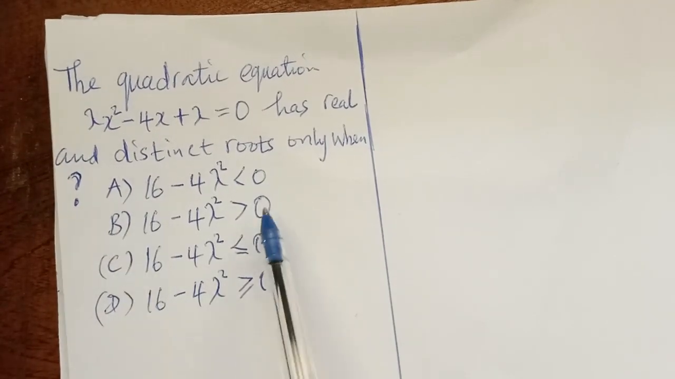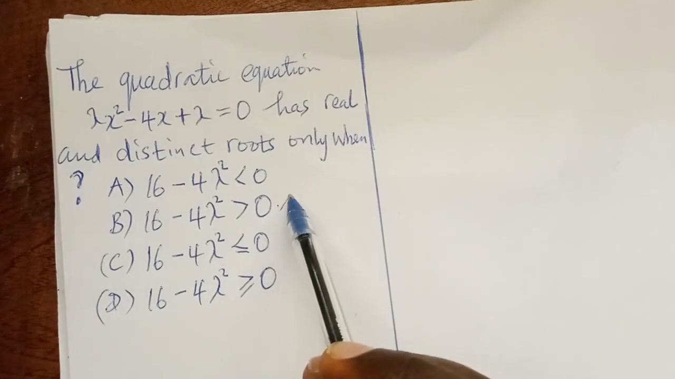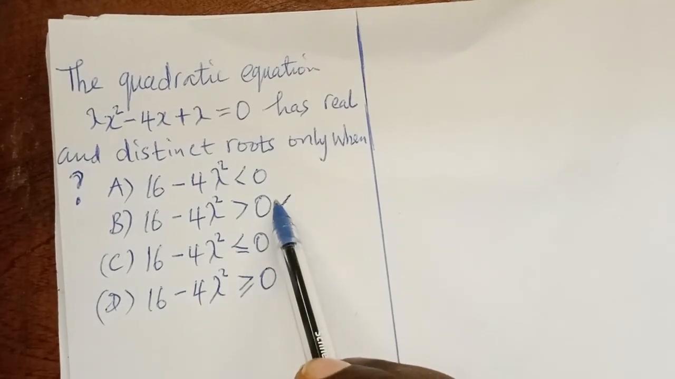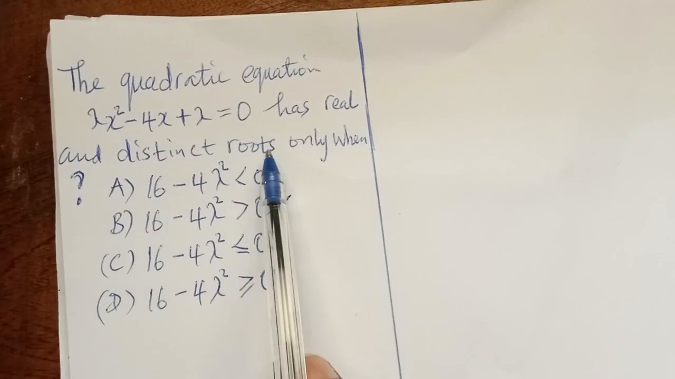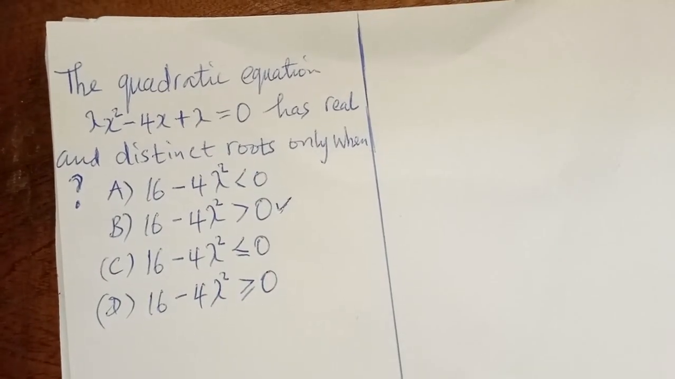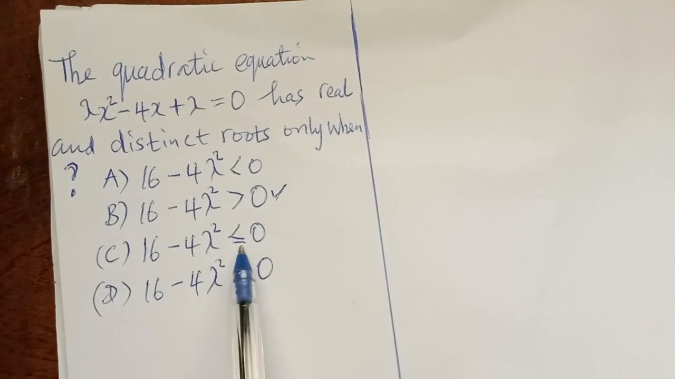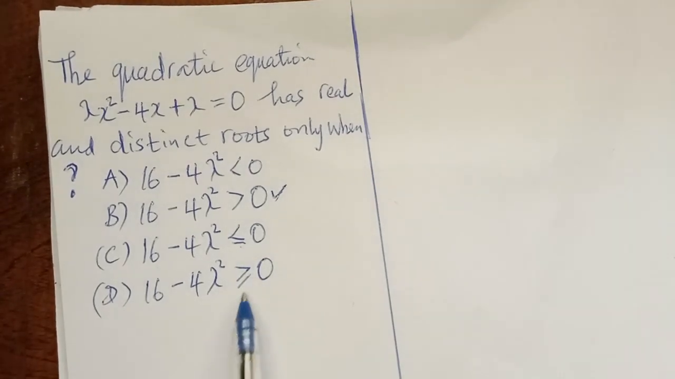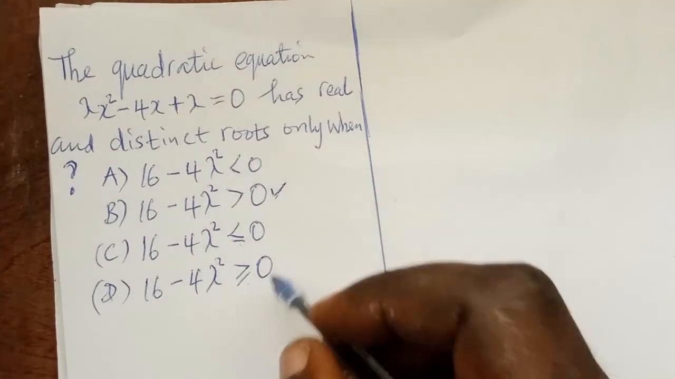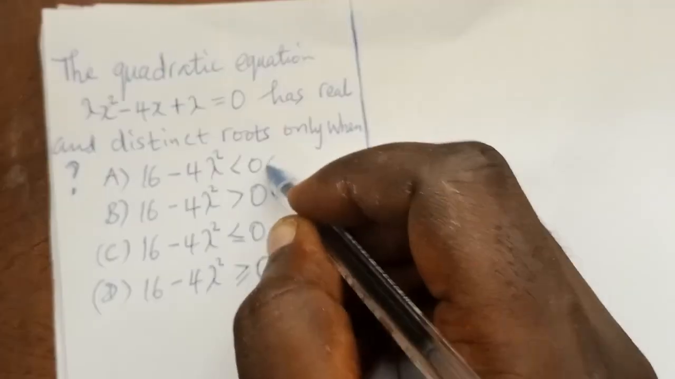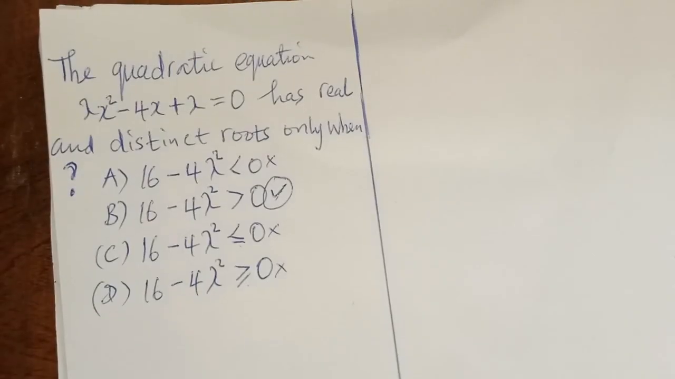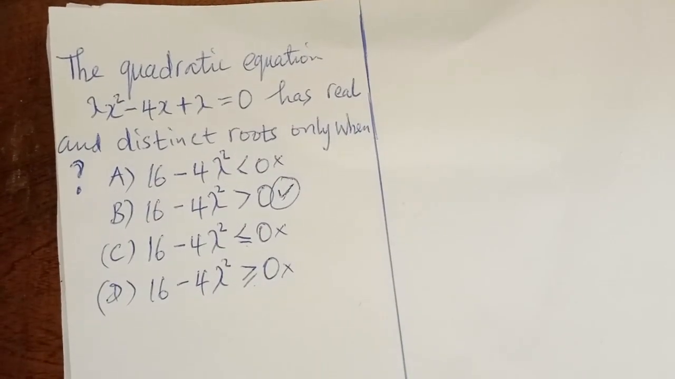The next one is the only correct one here, which is greater than 0, because that is what defines real and distinct roots. It must be greater than 0, and any other options are incorrect. This one is less than or equal to, and this one is greater than or equal to. They cannot be correct. These ones are wrong, and this is the only correct answer. Now let's prove that the discriminant is 16 minus 4 lambda square greater than 0.